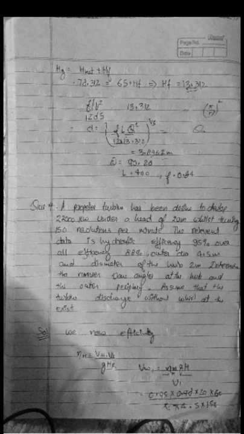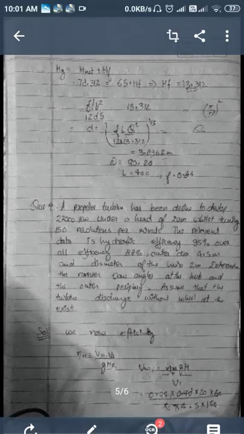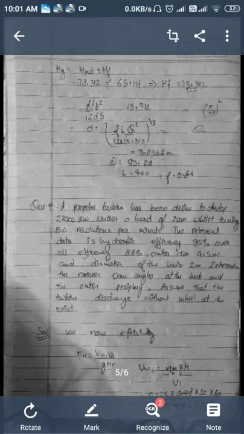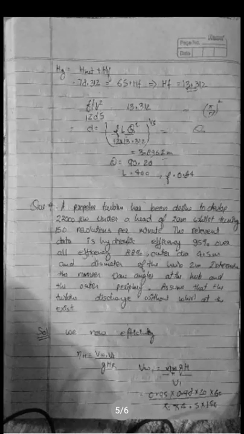The fourth and last question: a propeller turbine has been designed to develop 22,000 kilowatts under a head of 20 meters while turning at 150 revolutions per minute. The relevant data is hydraulic efficiency 95%, overall efficiency 88%, outer diameter 4.5 meters, and diameter of the hub 2 meters. Find the runner vane angle at the hub and the outer periphery. Assume that the turbine discharges without whirl at the exit.